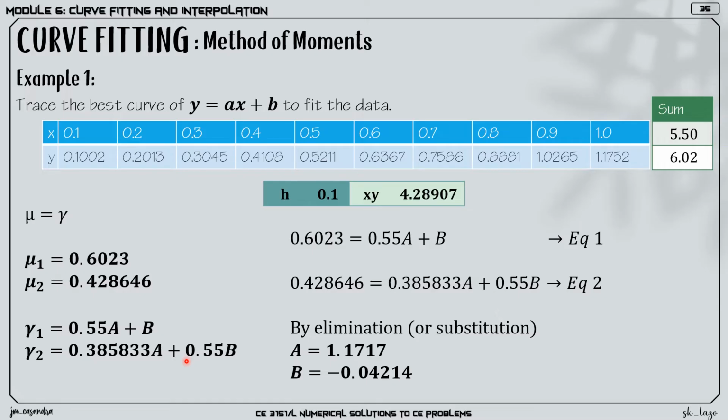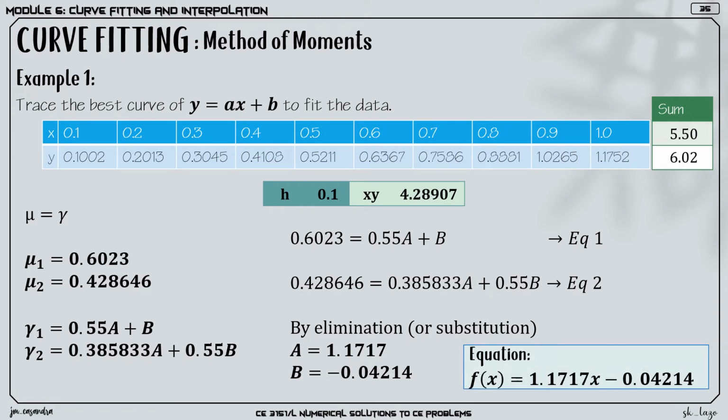1.1717 and negative 0.04214 respectively. So substituting the coefficients a and b in the given equation, therefore, the best curve that would fit the data is given by the equation f of x is equal to 1.1717x minus 0.04214.